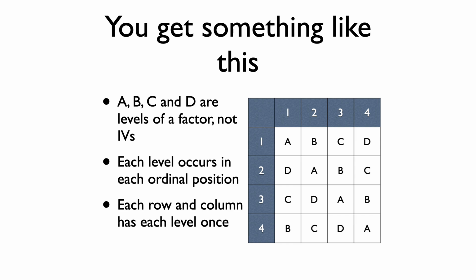You can see the easiest way to construct these things is just go A, B, C, D across, and then just move them over. You don't have to do it that way. There actually are tables of Latin squares, like in the back of stats books, if you ever need one. But typically, I think people just do this.